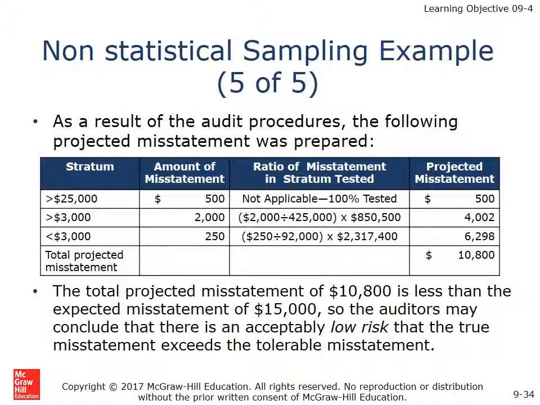Add up all your projected misstatements. The total projected misstatement is 10,800, and it's less than your expected misstatement. So the auditors may conclude that there's an acceptably low risk that the true misstatement exceeds the tolerable misstatement. So it seems like it's within the range it should be.